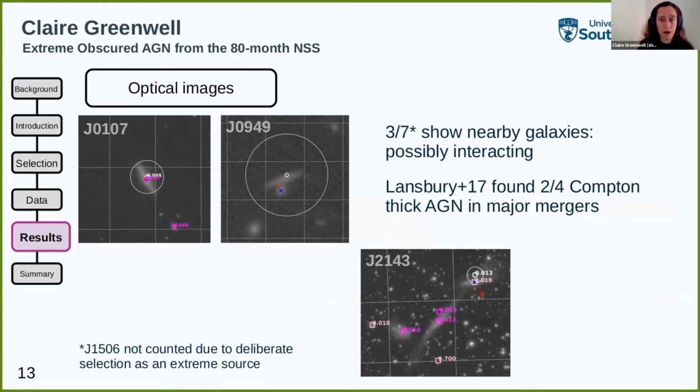Lansbury found that about half of them, 2 out of 4 of the Compton thick AGN, were in major mergers. So I haven't separated my 7 sources into Compton thick and not Compton thick yet. So, we can't directly compare those, but it does look so far like the numbers might be comparable.